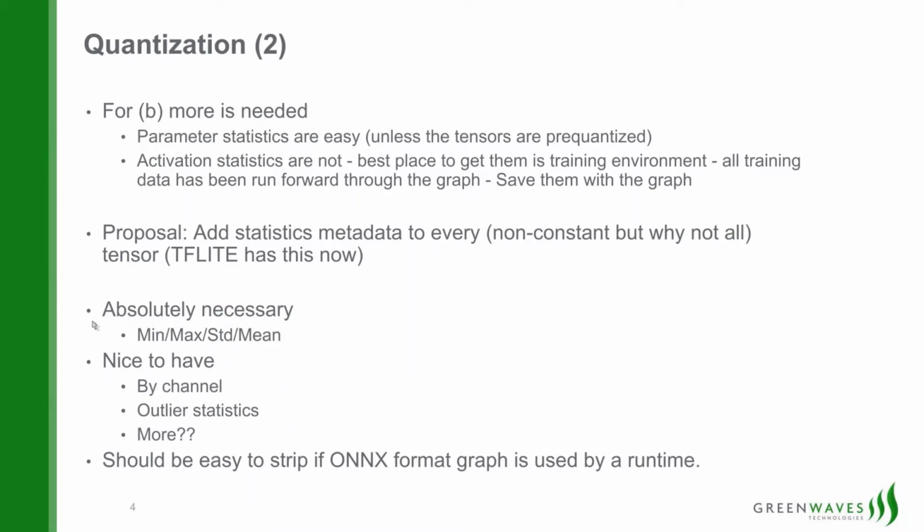And then it would probably be nice to have things like outlier statistics, maybe channel per channel information, maybe distribution information. I think that's something that could be discussed among people to find out what the information is, but at least have a place where it could be stored by the exporters. And it should be very easy to strip this information out if the ONNX format graph is going to be used by a runtime and you don't want the extra space that it's using. So that's the first suggestion.